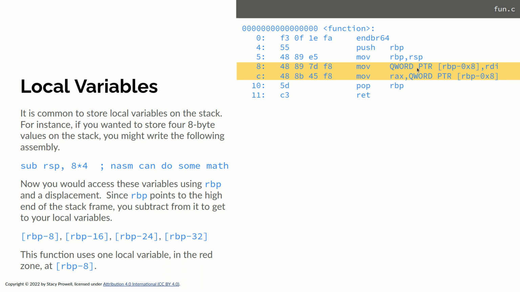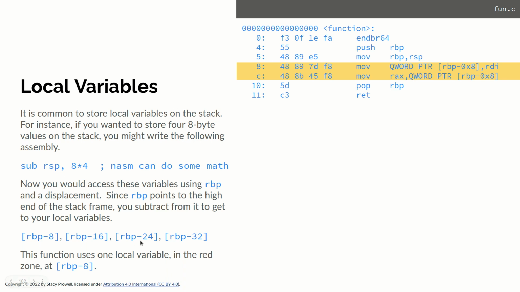Normally, like I said, you would reserve some stack. Let's say you wanted to have 4 8-byte values on the stack. You would do something like this, sub RSP, and then you could do 8 times 4. NASM can figure out that's 32. And now I have room for 4 variables.